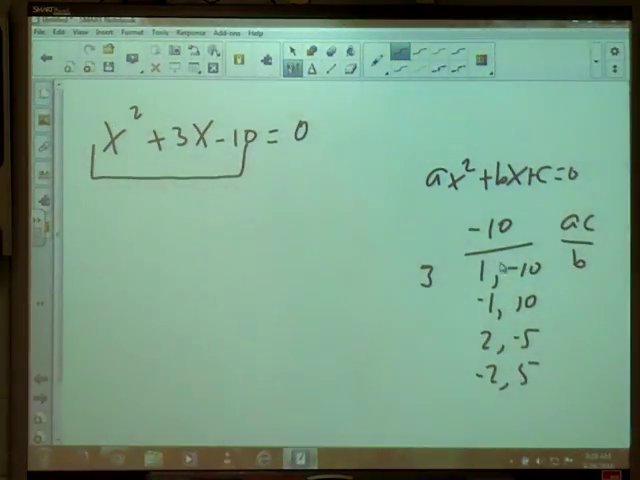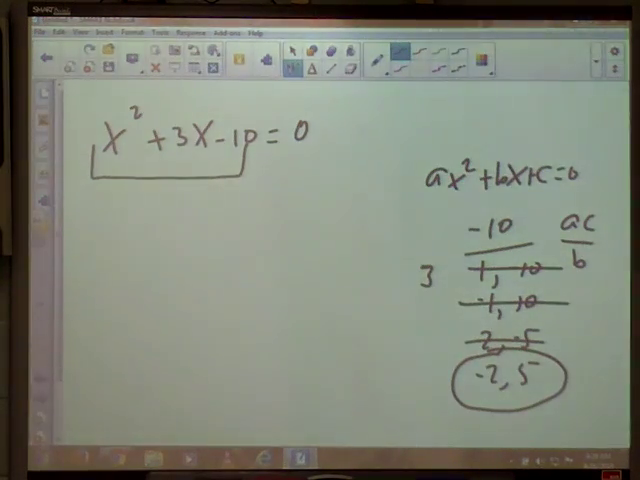1 plus negative 10 is negative 9. That's not 3. Negative 1 plus 10 is 9. That's not 3. 2 plus negative 5 is negative 3. That's not 3. Negative 2 plus 5. Ding, ding, ding. That's 3.